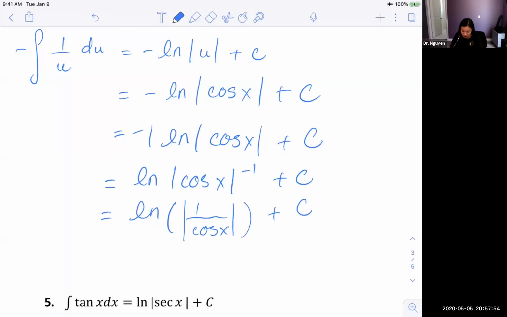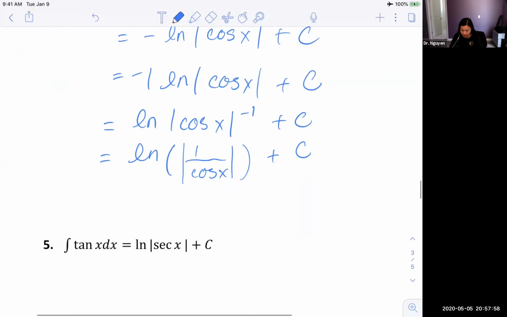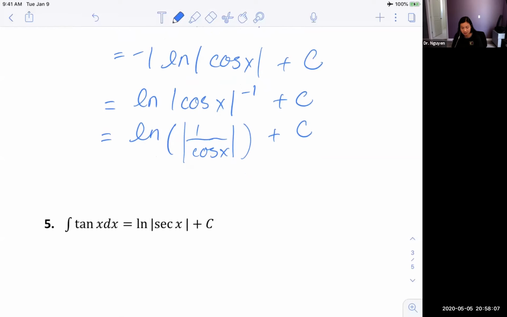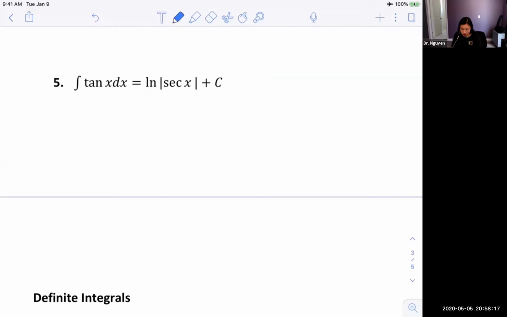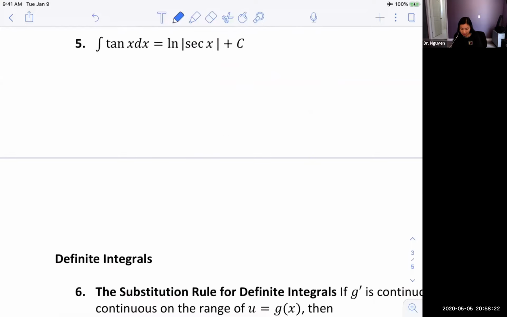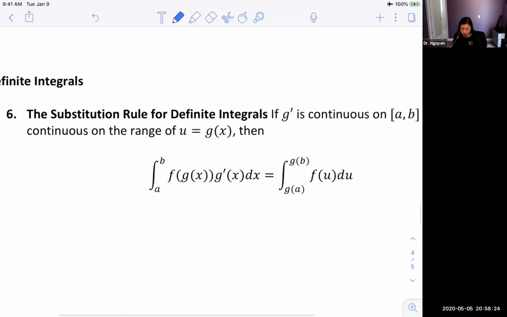Let's see. So that's why now we can say that if you take the antiderivative of tangent of x, the integral of tangent of x dx is going to be ln of the absolute value of secant. Okay. All right, moving on. So those are the indefinite integrals. Now let's go to the definite integrals.